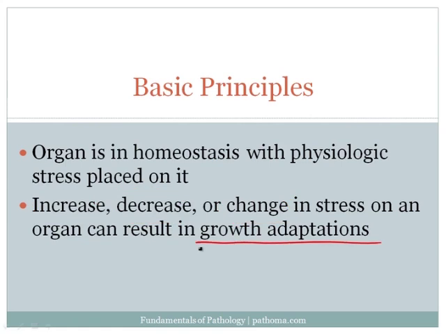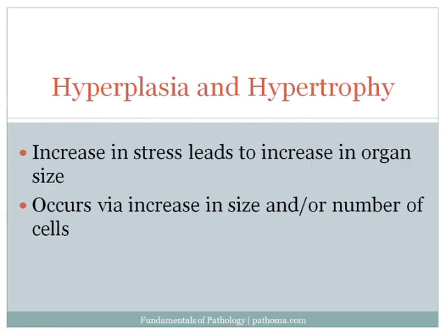And these growth adaptations are what we want to discuss over the next few minutes, and generally speaking, the growth adaptations are very high yield for examinations. Now, the first of the growth adaptations is hyperplasia and hypertrophy. And the idea here is that if there's an increase in stress on an organ, this will then lead to an increase in organ size. Basically, if the organ has to do more work, the organ will become bigger in order to do that excess work.